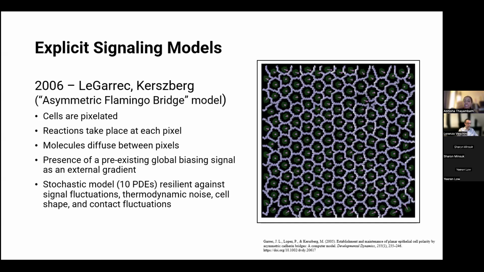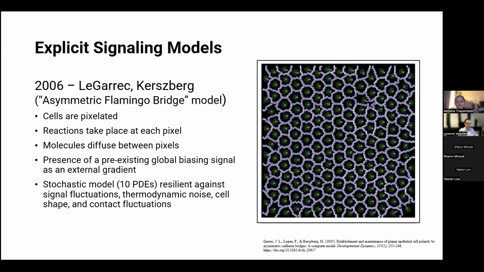Also, this model is again a reaction diffusion model where you have hexagonal cells represented on a 2D lattice. So starting from an initial configuration where all these PCP proteins are uniformly distributed inside each membrane, the molecules segregate to proximal and distal boundaries over time.